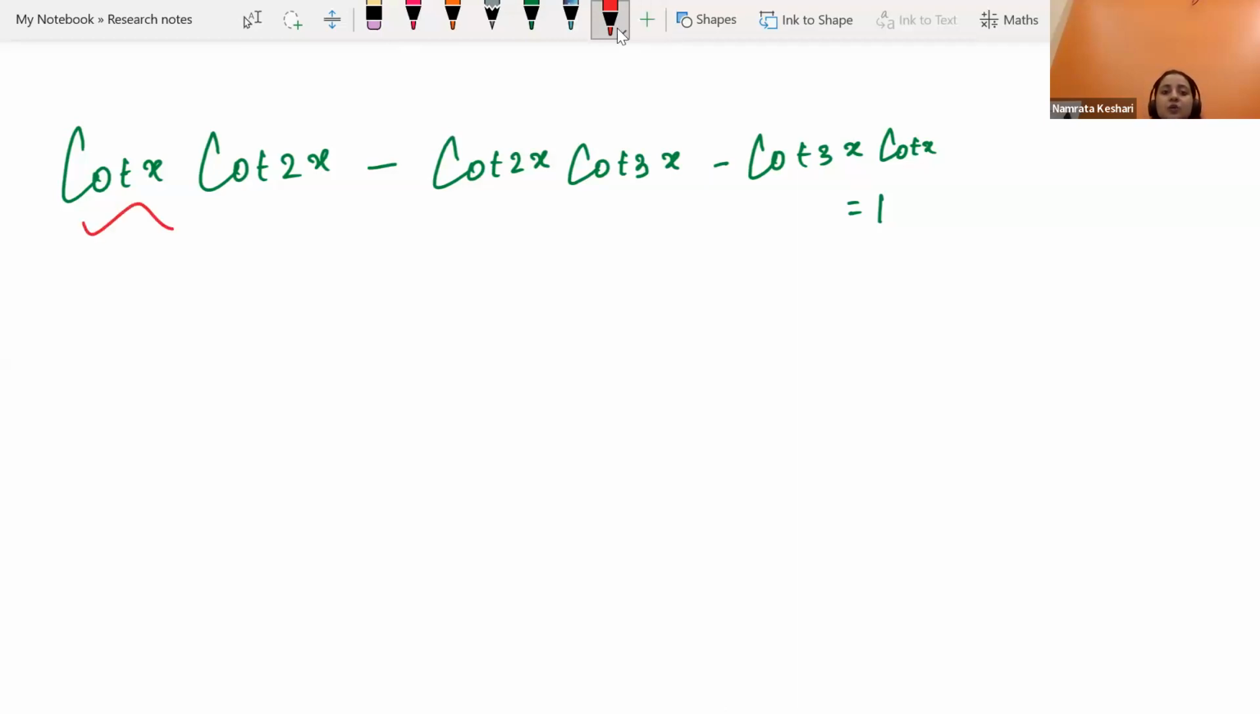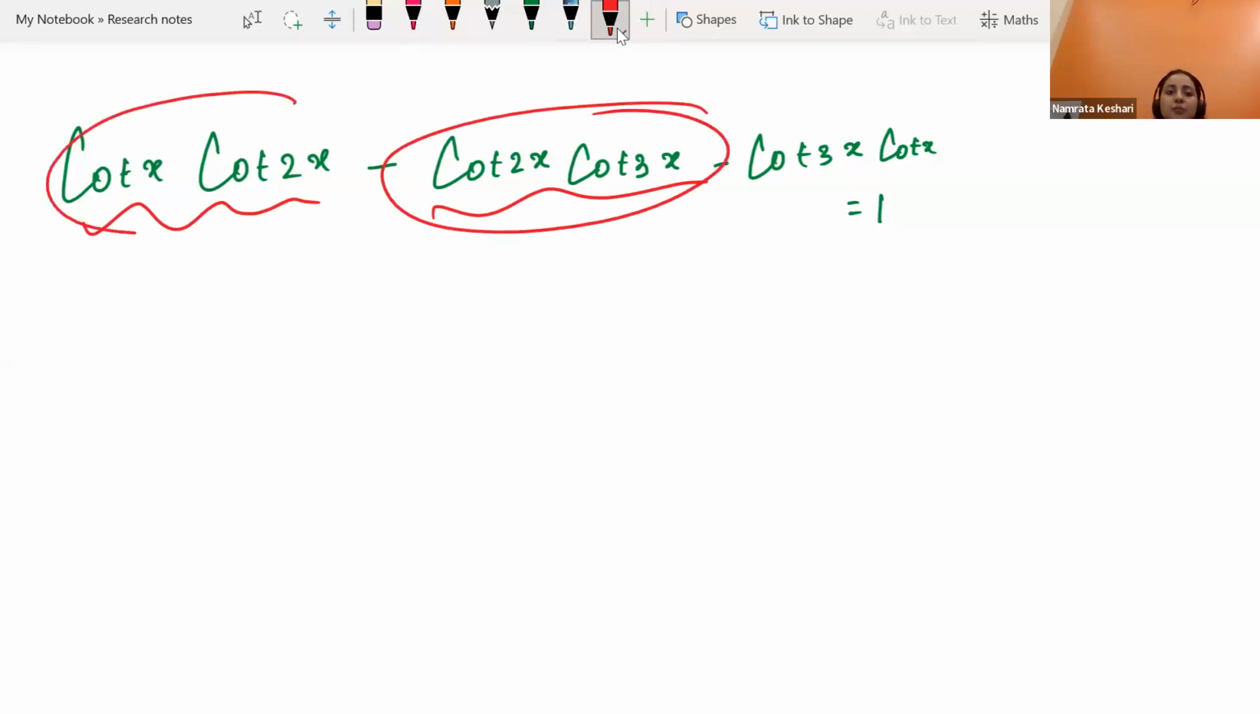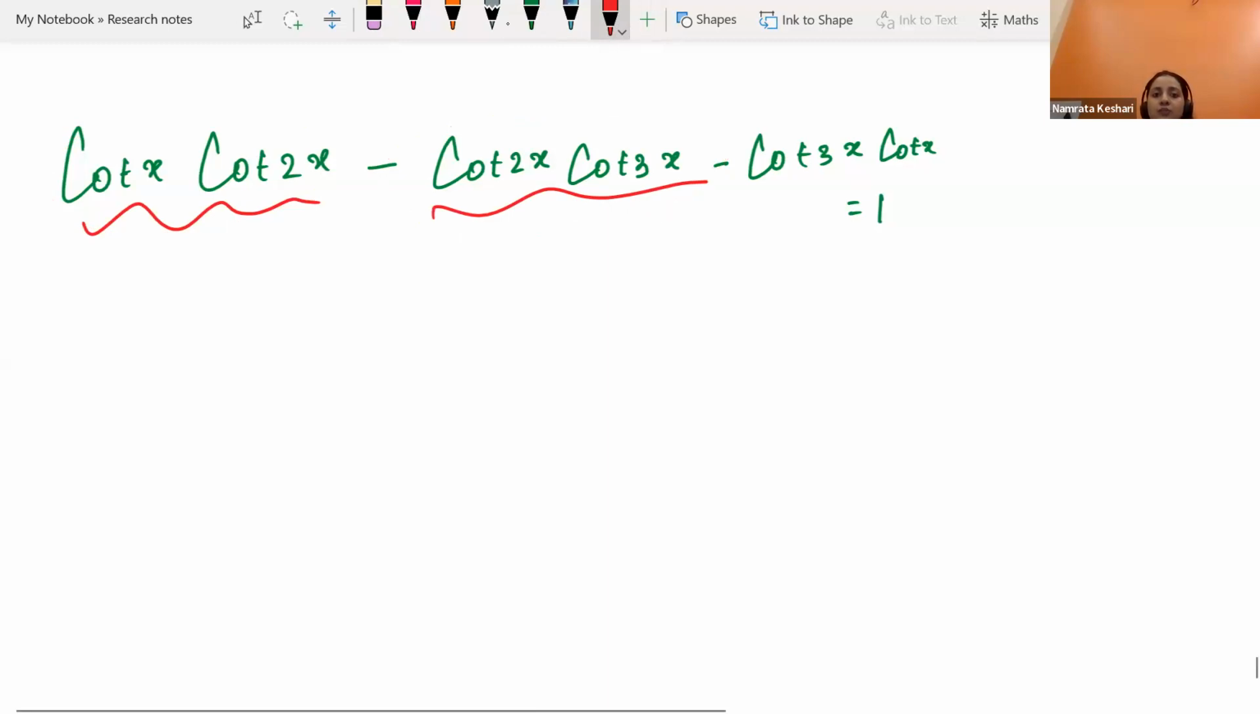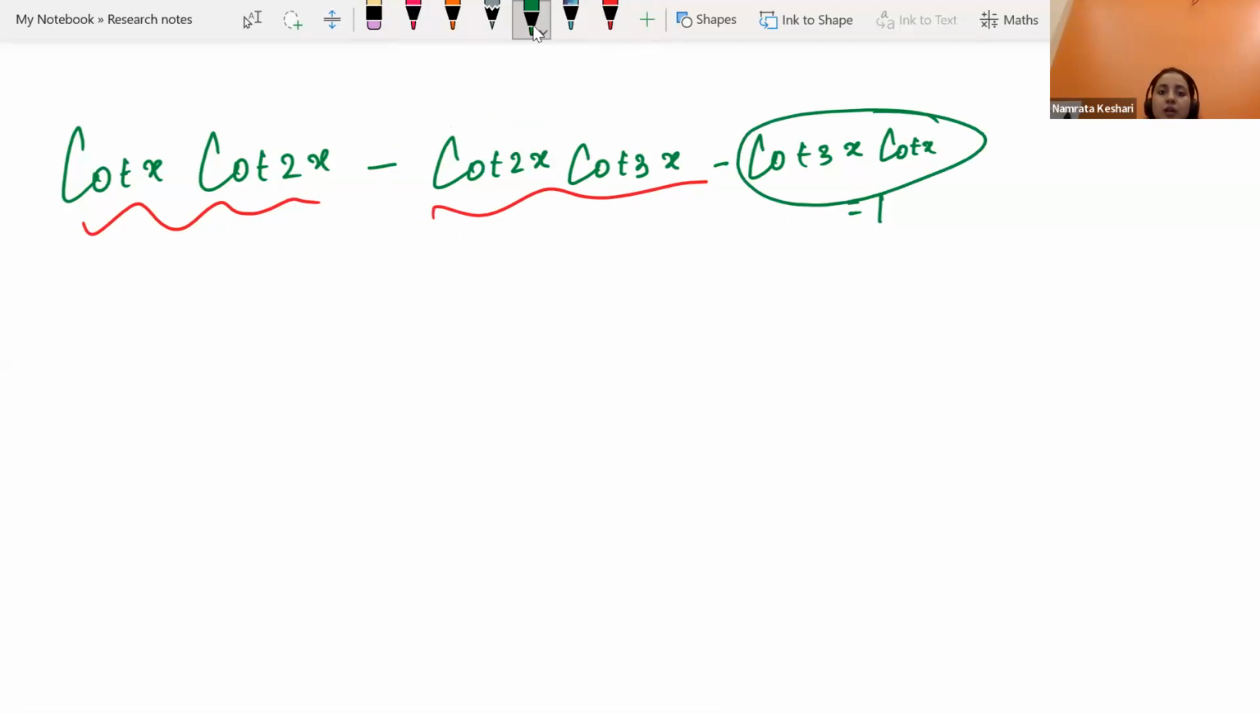it looks like we can take cot 2x common over here from these two terms. Common means from these two terms, cot 2x. Can you see? Yes, ma'am. Maybe that is one of the possibilities which is clicking at first, and the other possibility is maybe from the other two terms we can take common cot 3x. Okay, let's do both together and we will figure out what can work.